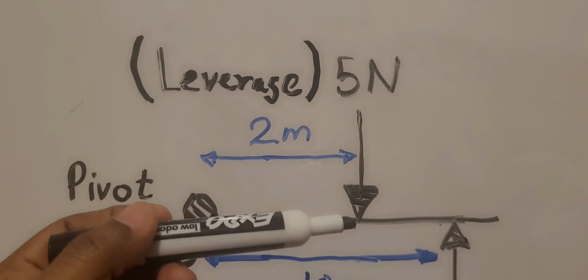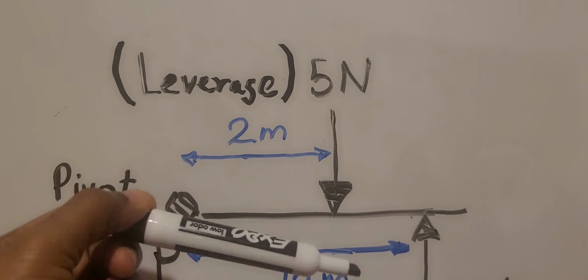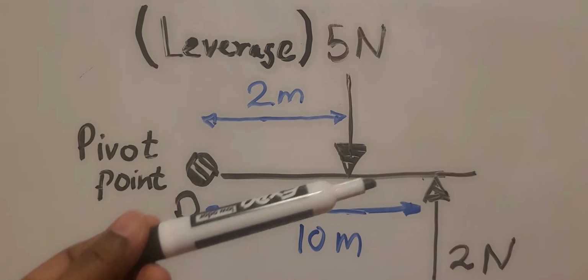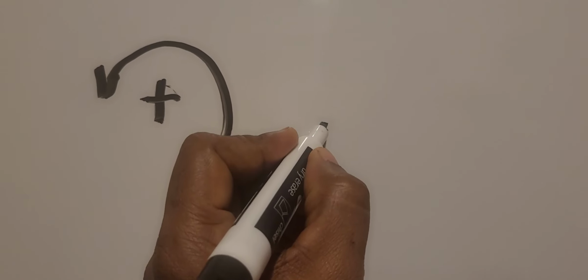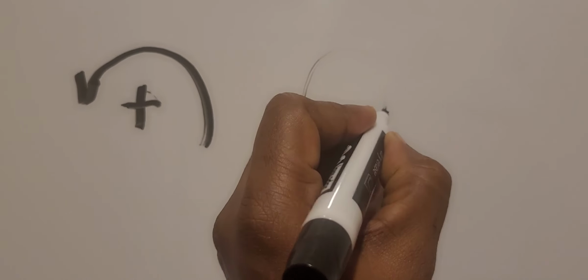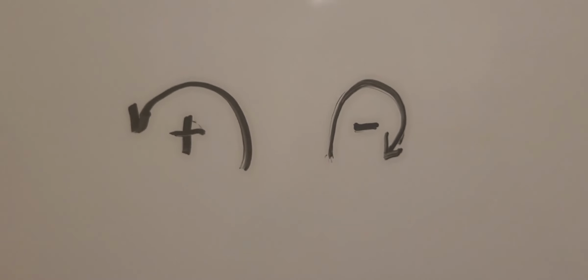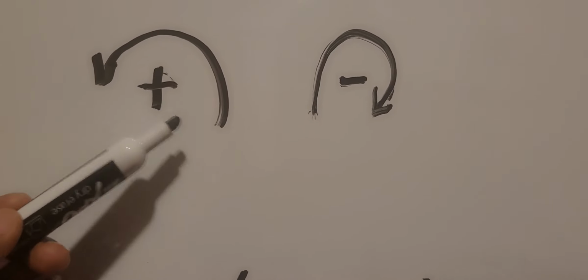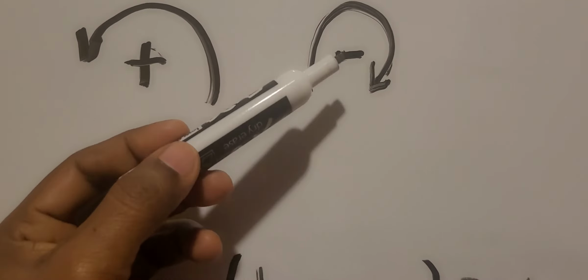And then look at the 5 Newton force. That's going to create a clockwise torque about our pivot point. So the convention for clockwise torques is that they're negative. So that's our convention. If it's a counterclockwise torque, that's positive. If it's a clockwise torque, that's negative.